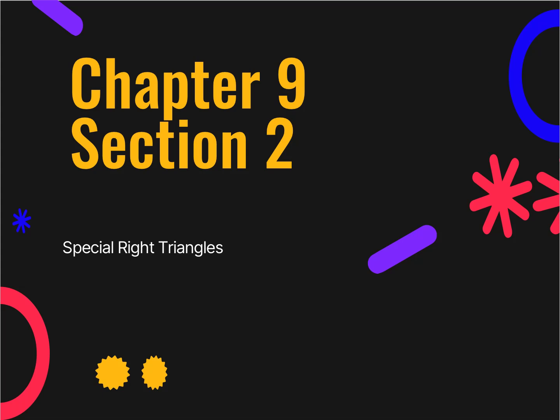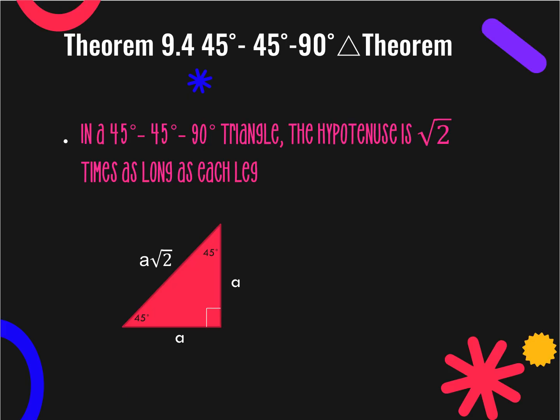9.2, special right triangles. You guys have to remember the rules for special right triangles. They're not going to be given to you, so you are required to know these. There's only two special right triangles, so please make sure you remember them. Looking at this first one, we have our 45, 45, 90 triangle. And you have to remember what goes where.